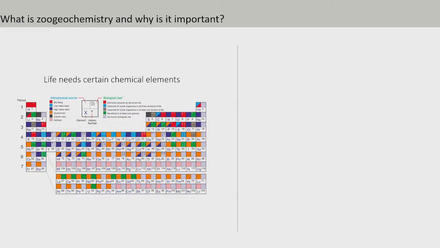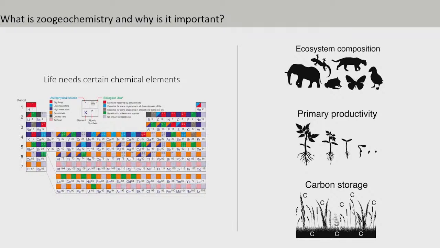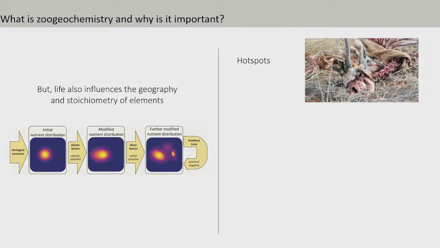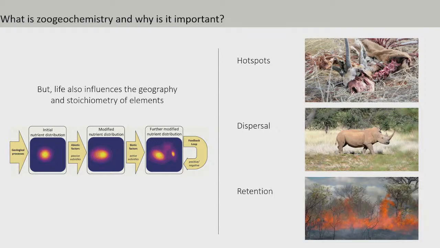And whether it's able to access those elements influences what life exists, how productive that life is, and also some ecosystem properties such as carbon storage. But animals aren't passive to the chemical landscapes within which they live. By being able to move, they can actively reshape the chemistry of their environments. They may do this through the creation of hotspots, as an example, a carcass site, by actively picking up elements and dispersing them across the landscape in both their excreta and their bodies. Or they may also interact with other ecosystem processes, such as fire.